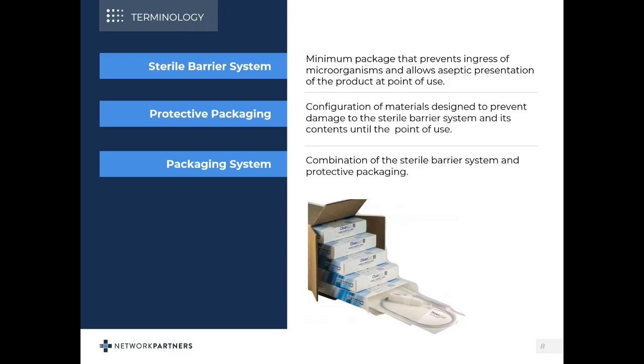And then protective packaging. If you look at the picture below, protective packaging are materials designed to prevent damage to the sterile barrier system. You can consider that like your corrugated shipper, which takes the brunt of the forces during distribution. Even your carton could be considered much of a dust cover to protect the package. But again, it's all considered combined into that packaging system, which comprises the protective packaging and the sterile barrier system.